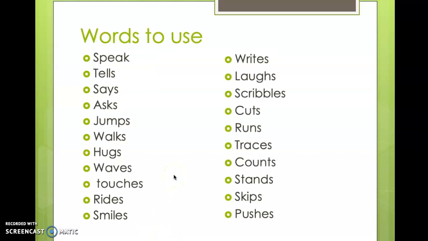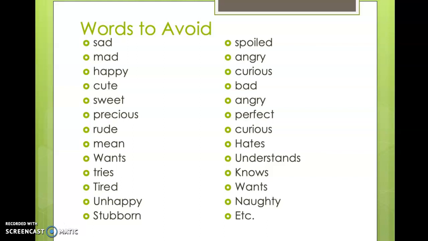These are the types of words you want to use when writing your objective summaries and your observations. Speak, tells, says, asks, jumps, hugs, counts, stands, skip, pushes. These words tell what someone is doing. These are words you want to avoid. Sad, mad, happy, cute, sweet, hates, understands, knows, naughty, etc. These are words that place an emotion or feeling or behavior and give it a description. Remember, we're only recording what we see and hear.